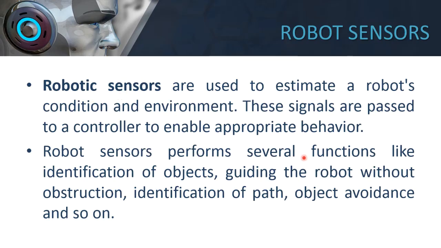They perform several functions like identification of objects, guiding the robot without obstruction, identification of path, object avoidance, and so on. These are certain functions which are done by a robotic sensor.